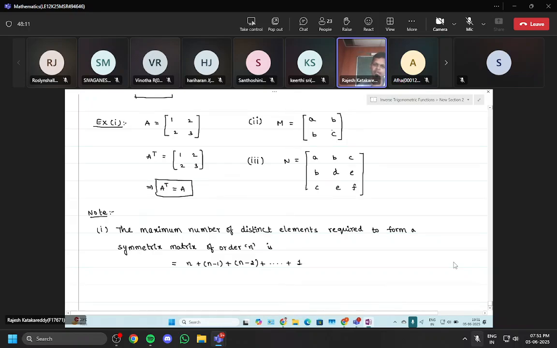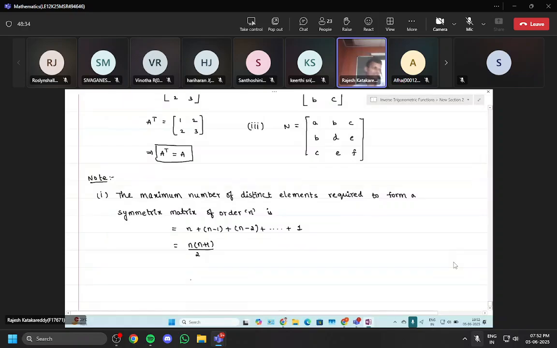The last row I can use only one distinct element. Doesn't matter whatever the order is. Only one element is distinct, remaining are copies from the above elements. Clear? So now these are all the sum of n natural numbers, n into n plus 1 by 2. These many maximum distinct elements we can use. Clear? If somebody asks the maximum number of non-zero elements, it is not that important. We can use n square. Everything can be non-zero. Clear? No restrictions, so I'll leave that one aside.